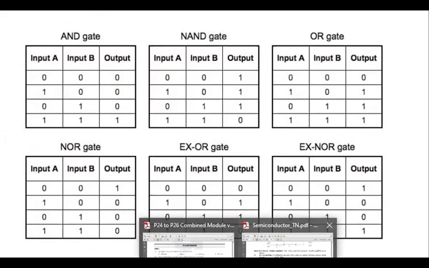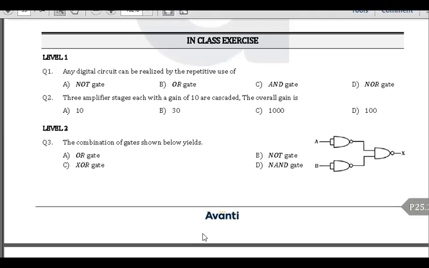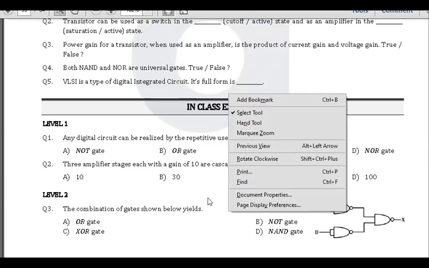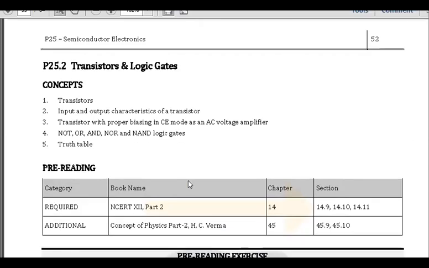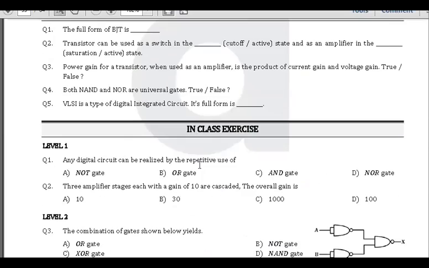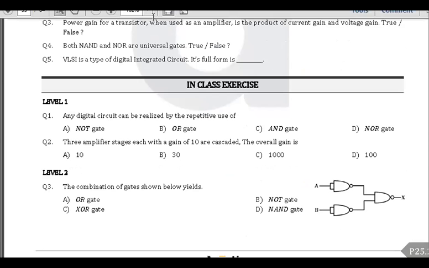Okay, now let's see the module. The questions of this 25.2 will be very easy. I'll just go through the questions. Now, first: any digital circuit can be realized by repetitive use of, tell me.